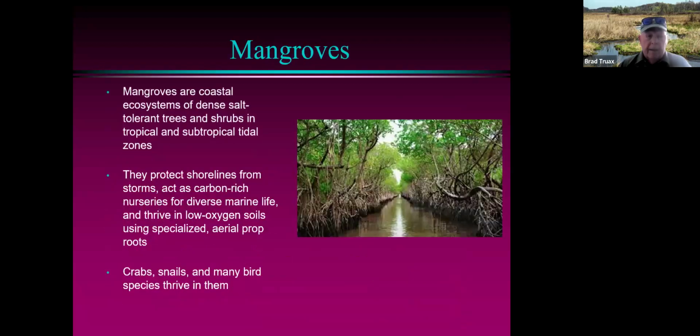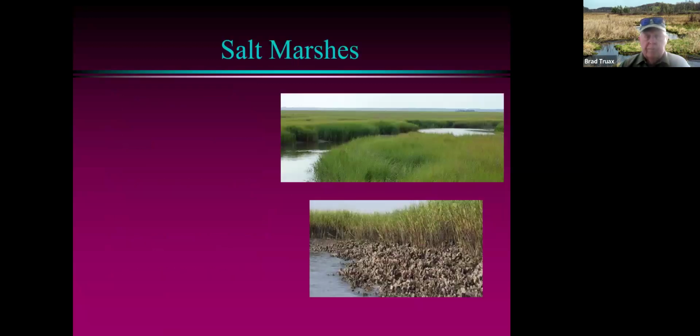Mangroves are coastal ecosystems with dense salt-tolerant trees and shrubs, and they're usually in tropical or subtropical tidal zones. And they actually protect shorelines from storms. They act as carbon-rich nurseries for a variety of marine life, and they thrive in low oxygen soils using very specialized roots. And some of the wildlife that occur there are crabs, snails, and many different species of birds as well.